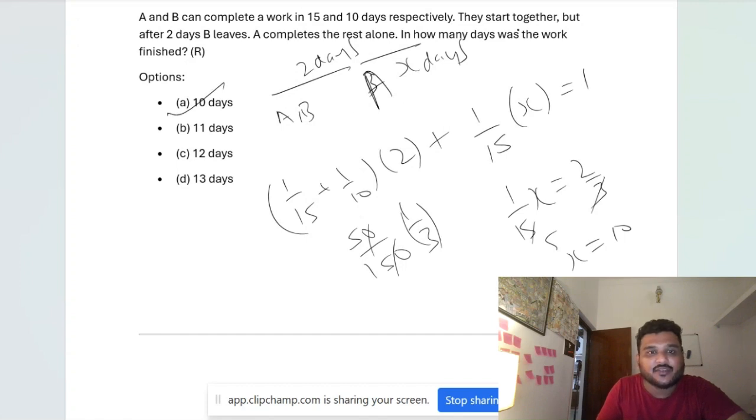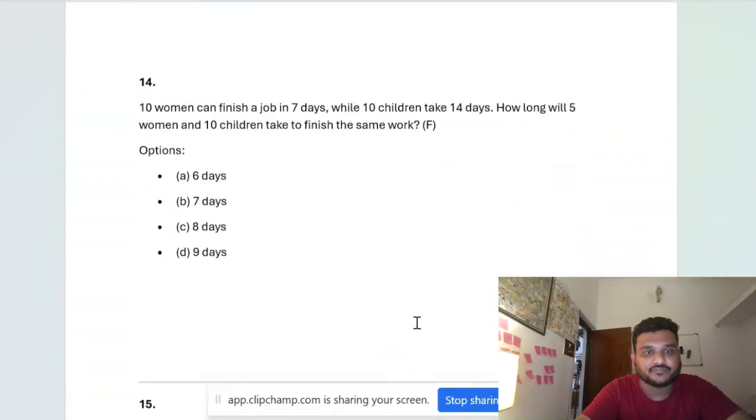Double check: in how many days was the work finished? In how many days was the work finished? So it is asking for the total number of days, not 10 but 12. So it's very important to understand the language of the question before answering.